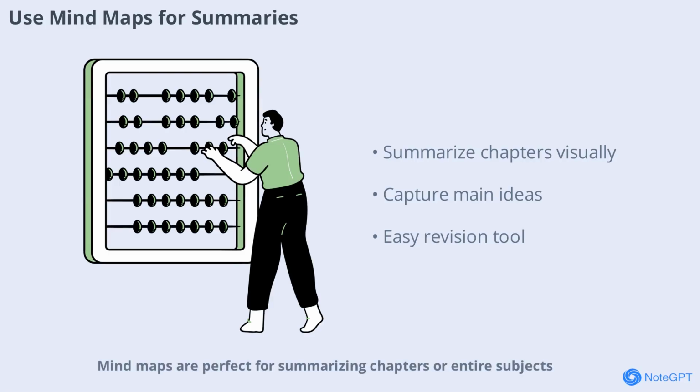Mind maps are perfect for summarizing chapters or entire subjects. After reading a textbook section, create a mind map to capture the main ideas and supporting details. This process helps you digest information and makes revision much easier later on.